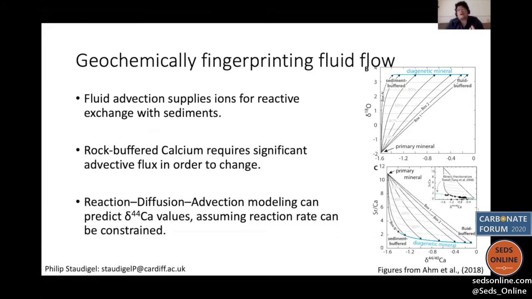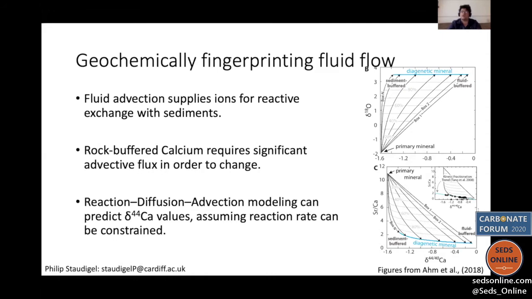So in order to geochemically fingerprint fluid flow, here we're showing two figures from a recent paper by and her co-authors. And what it shows is that the difference in sediment buffered versus fluid buffered recrystallization produces a huge impact on a number of geochemical proxies.